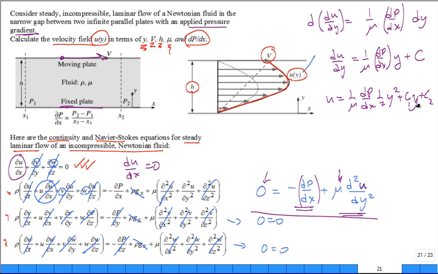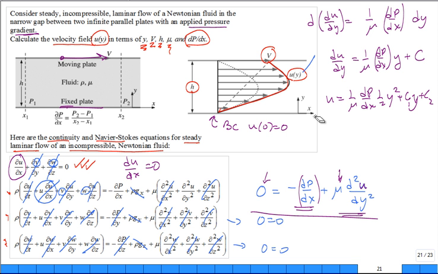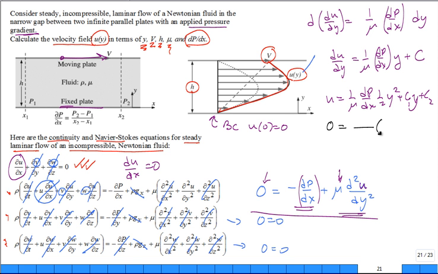I need two boundary conditions. The first boundary condition is for this location. U at 0 is equal to 0. How does that affect either C1 or C2? Well, try it out. 0 is equal to blah, blah, blah times 0 squared. So that all goes. And then I'm left with C1 times 0. And then I'm left with C2. So you conclude that C2 is 0 from the first boundary condition.